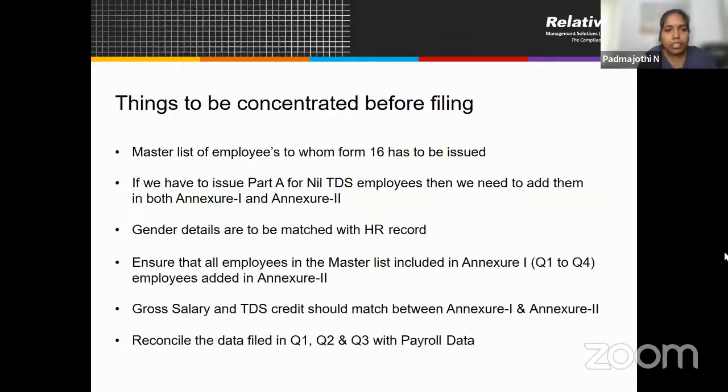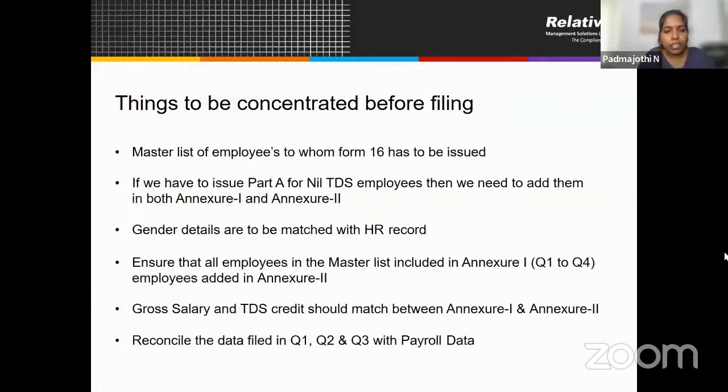And the second one is, if you want to issue a Form 16 to all employees, even if TDS is not deducted, then you have to include them both in annexure 1 and in annexure 2. In 24Q filing, there will be 2 annexures. For Q1 to Q3, we file only annexure 1, and in Q4, we will do annexure 1 filing and annexure 2. So I will tell you the difference between these two.